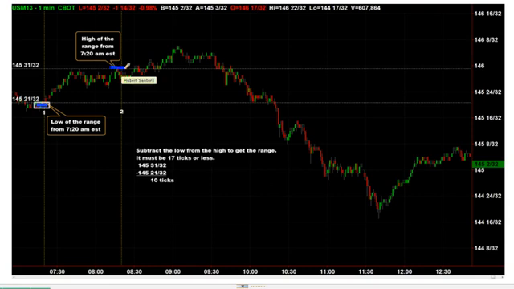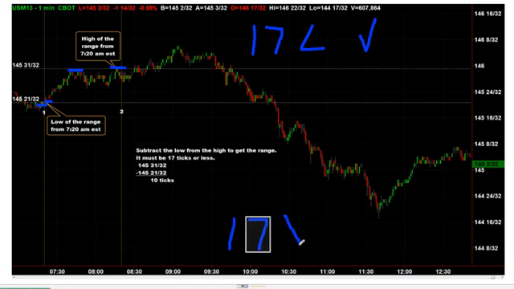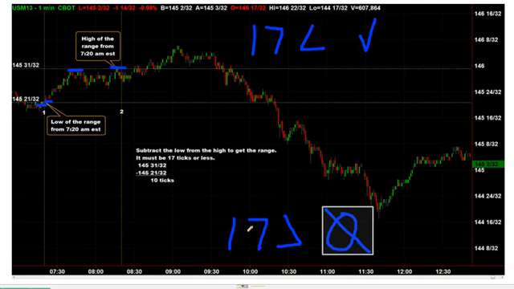Okay? So from 7:20 a.m. to 8:20, from 7:20 to 8:20, you're looking for the low of that range and the high of that range. All you have to know is if the range is 17 ticks or less, you can do the trade. If it's 17 ticks or greater, you can't do the trade. Okay? So that's the first rule. So write that in the box. 17 ticks or less, you can do the trade. 17 ticks or greater, no trade. I mean, you can still trade, but it's not going to be a sneak attack trade.